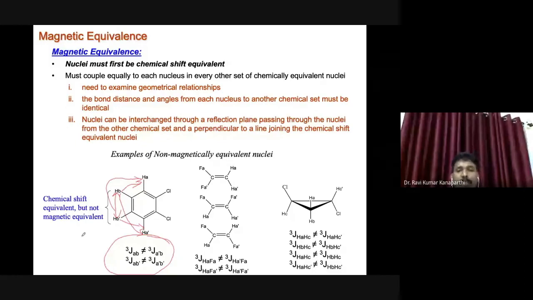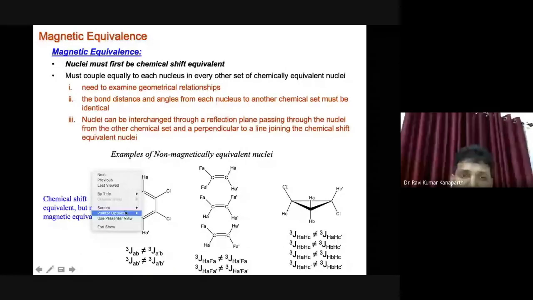Chemical shift equivalency is based on the chemical shift values. However, in the case of magnetic equivalence, it is much beyond that. That is the coupling constant. Two protons are said to be magnetically equivalent provided they are chemically equivalent, satisfying the first condition of chemical shift equivalence, and also they have the same coupling constant. Another example, you can take it. In this case, these are the real examples.